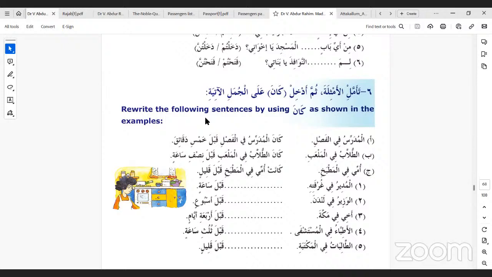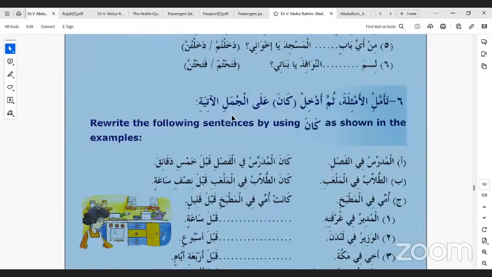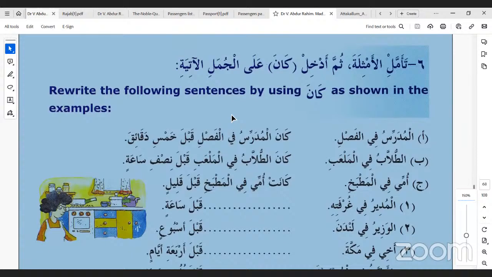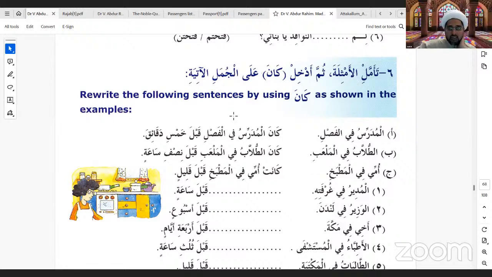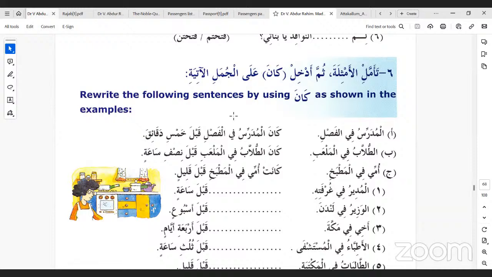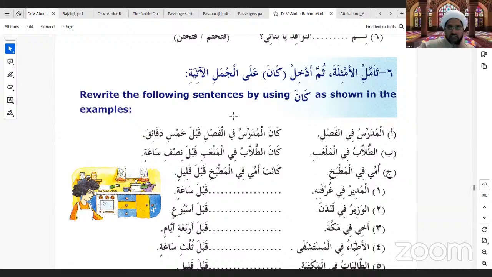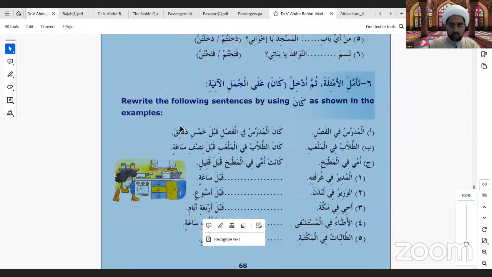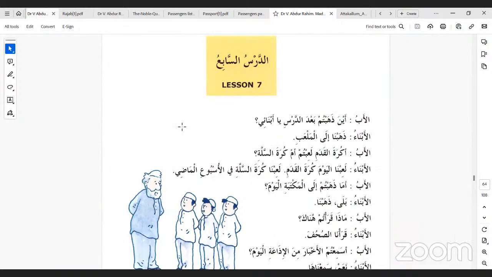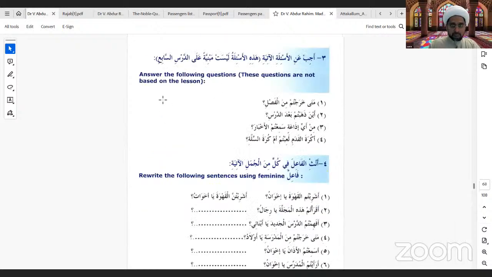Rewrite the following sentences by using kana in the examples. So the first one is the actual example, isn't it? Al-mudarrisu fil fasli. Let's translate that first so that we understand what we're doing. Al-mudarrisu fil fasli. So the teacher is in the classroom. Correct. The teacher is in the classroom, and when kana comes with a nominal sentence, what happens then? I've forgotten. I'm sorry. No, that's fine. كان المدرس في الفصل. So let me show you again.